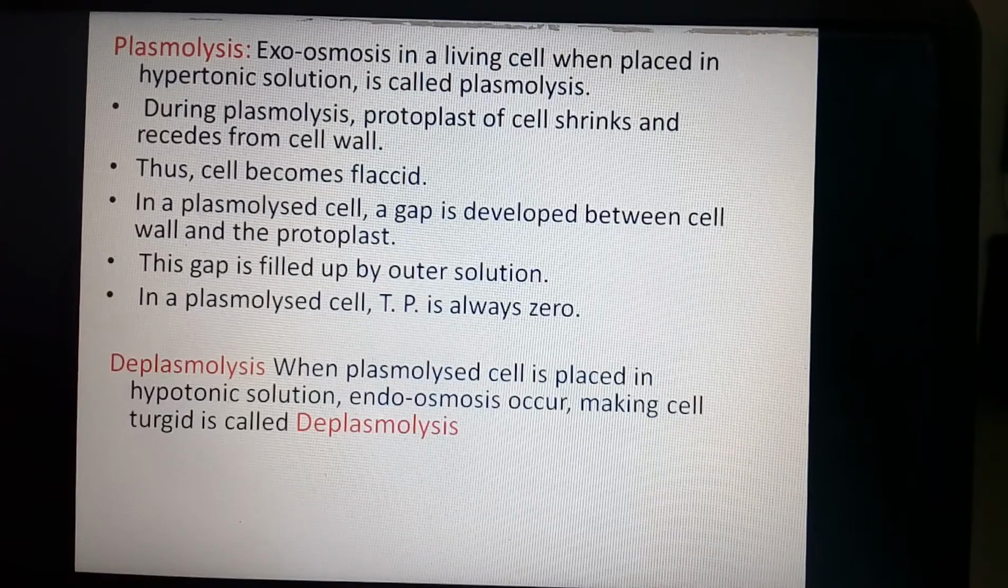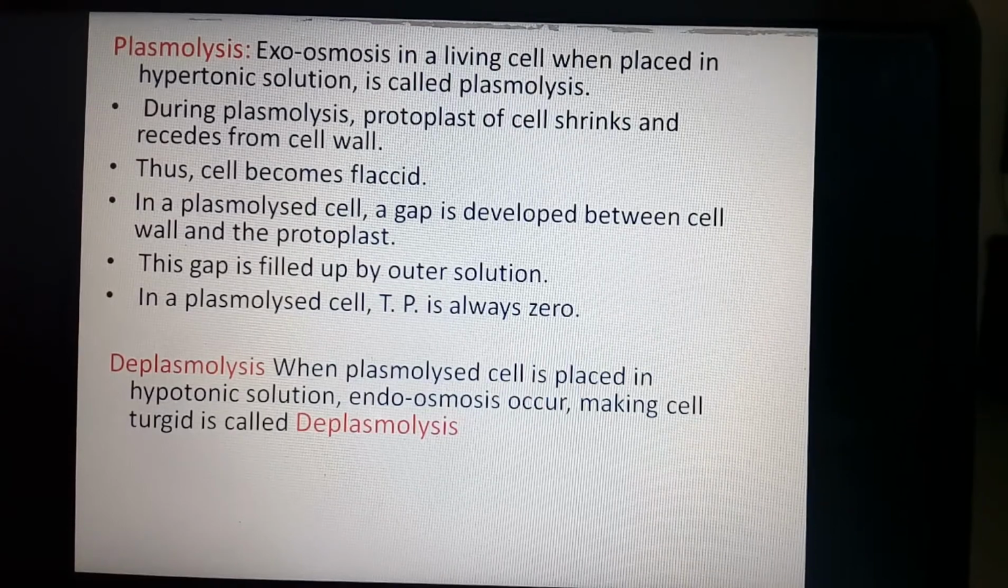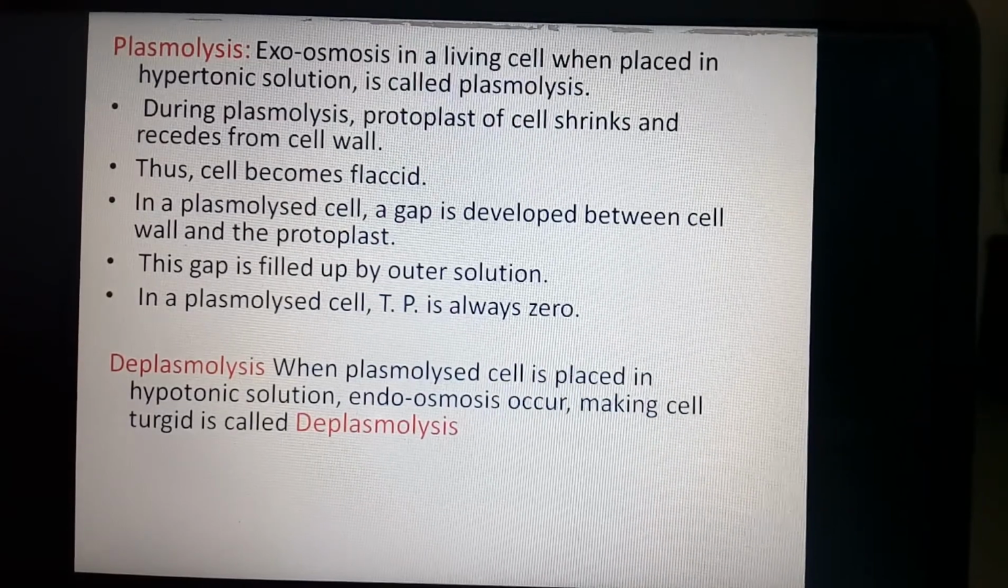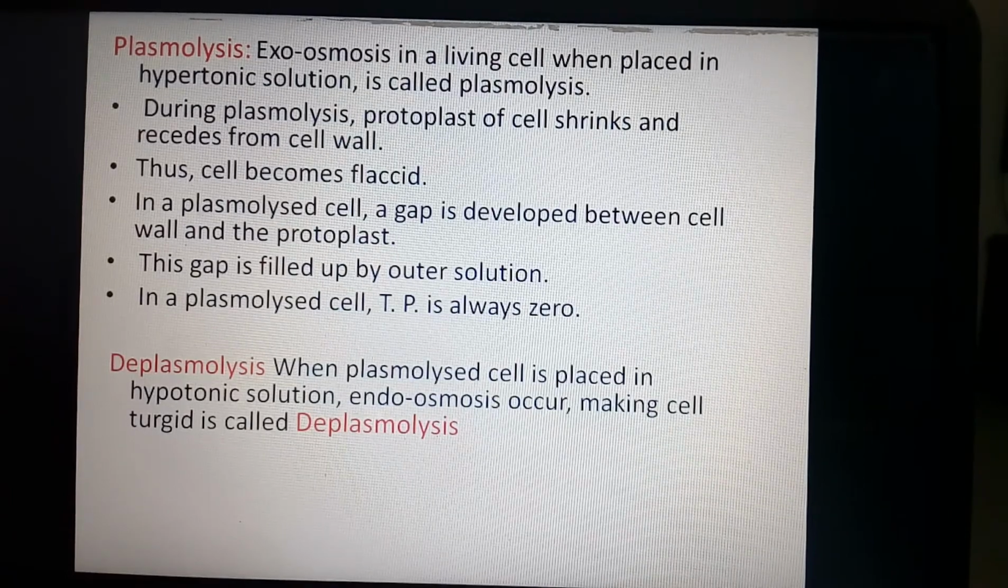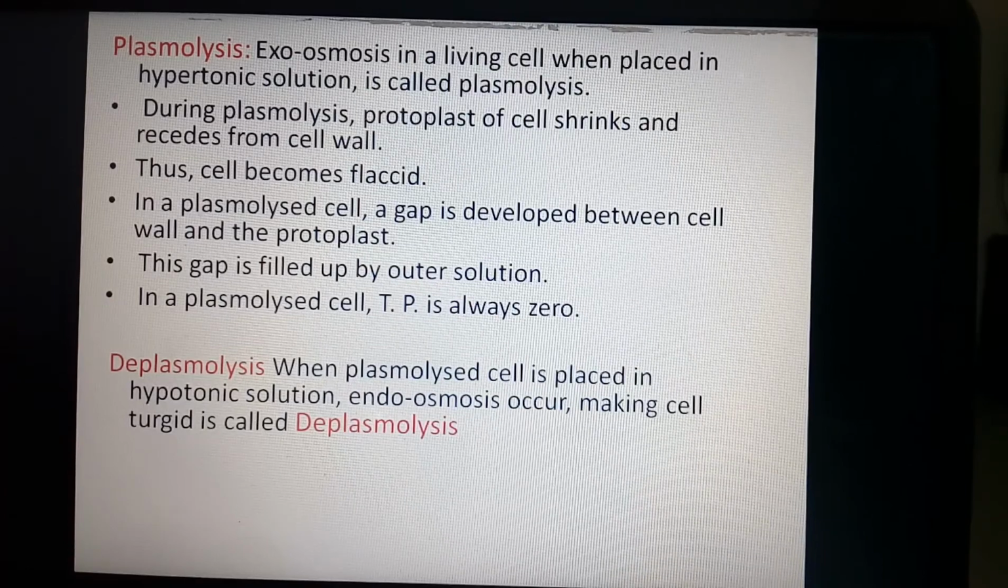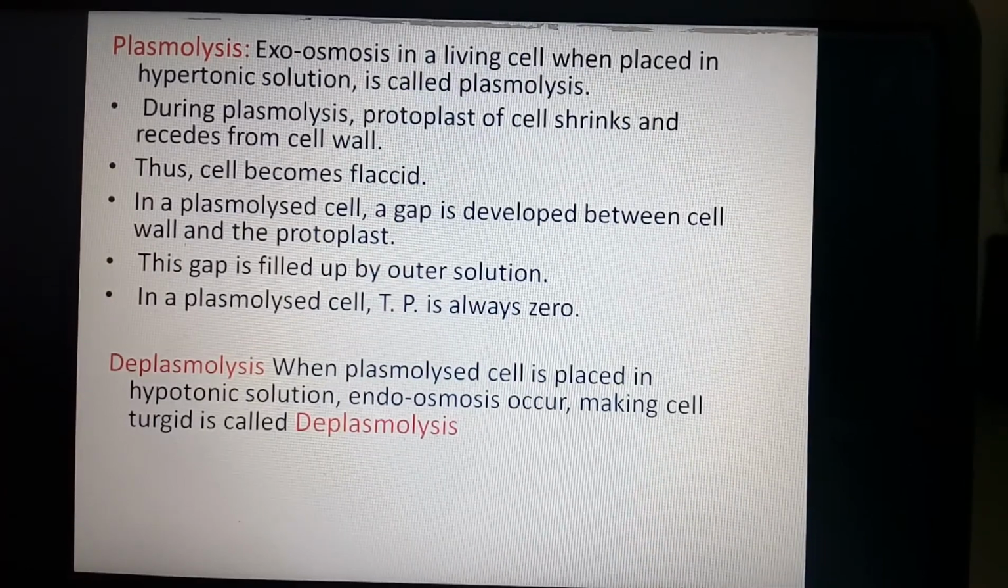Now remember, first the cell is kept into the hypertonic solution, so exosmosis takes place. Now the same cell is kept into the hypotonic solution, so endosmosis takes place, called deplasmolysis. Now when the same cell is kept into the hypertonic solution again, it is called replasmolysis. Mind it: first plasmolysis, second deplasmolysis, and third replasmolysis.